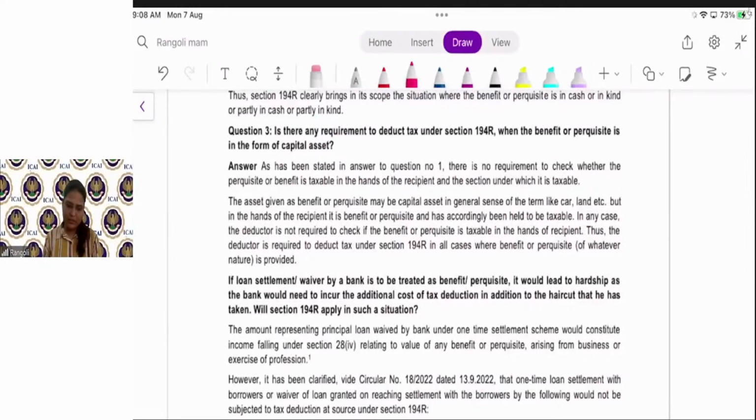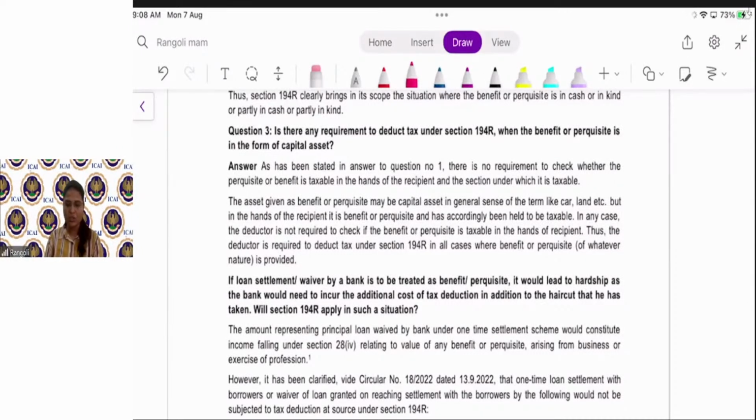If loan settlement or waiver by a bank is to be treated as benefit, it would lead to hardship as the bank would need to incur the additional cost of tax deduction in addition to the haircut that it has taken. Will Section 194R apply in such a situation?